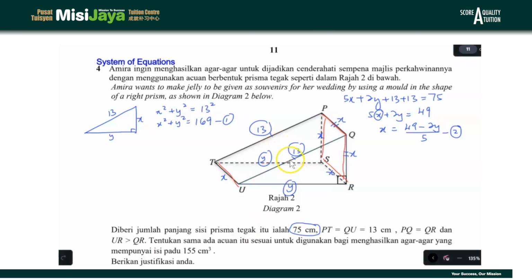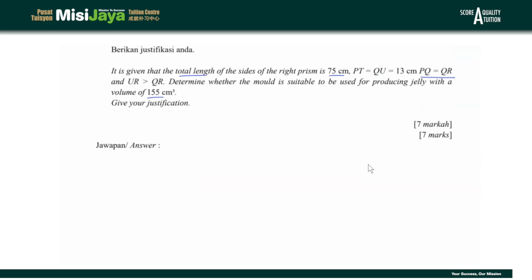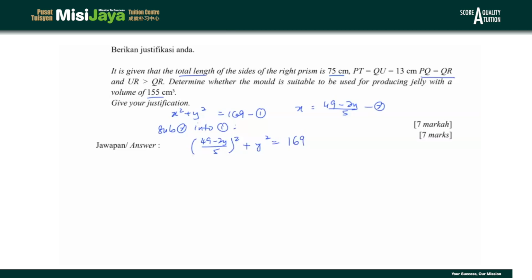I'm going to do it at the bottom because there's more space. Again, I write down the first equation: x squared plus y squared equals 13 squared, which is 169. This is equation 1. Equation 2 is x equals 49 minus 2y over 5. I substitute equation 2 into equation 1. So x squared will be (49 minus 2y over 5) whole thing squared, plus y squared equals 169. Now we're going to open up the bracket.